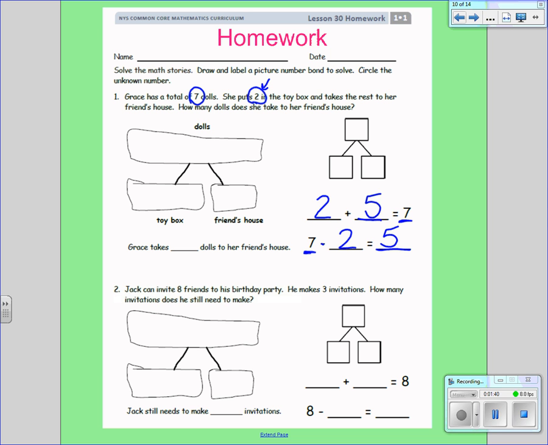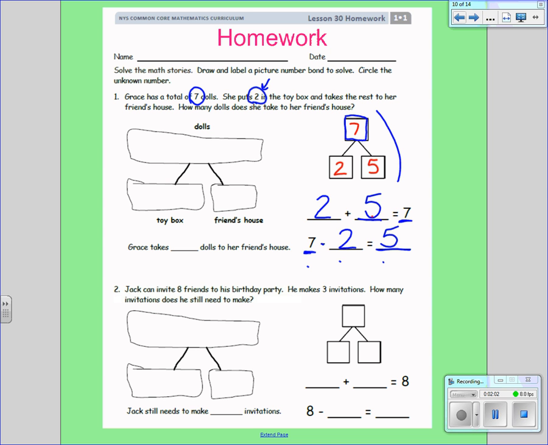Once you have all three numbers of your family, you can fill in your number bond. Up at the top, the box that's always by itself, that's where your total is going to go. The biggest number, which would be 7. Another number of our family is 2. And then the number we just found out is 5.